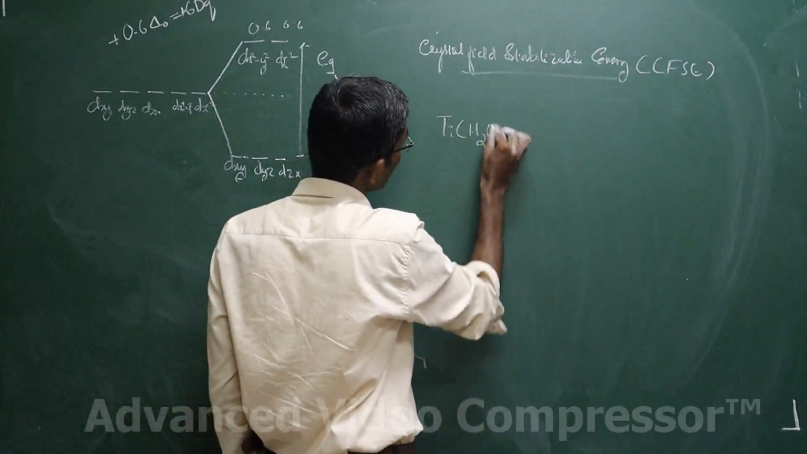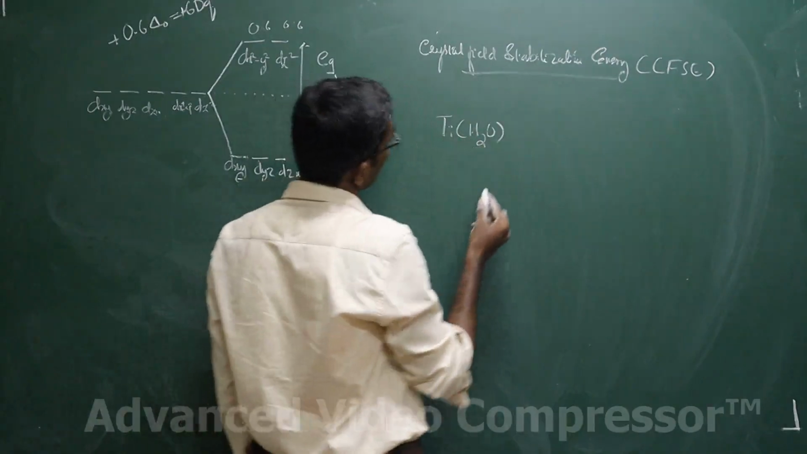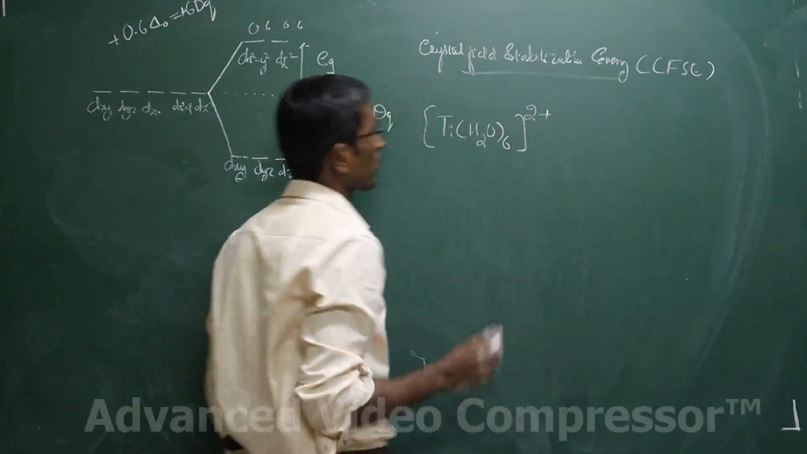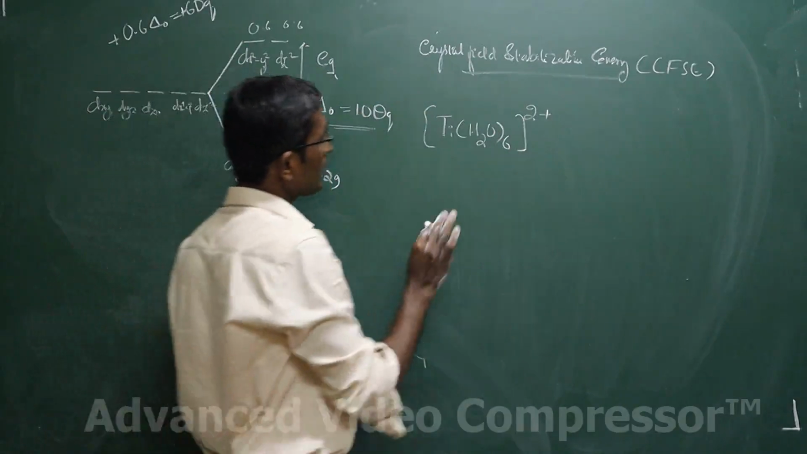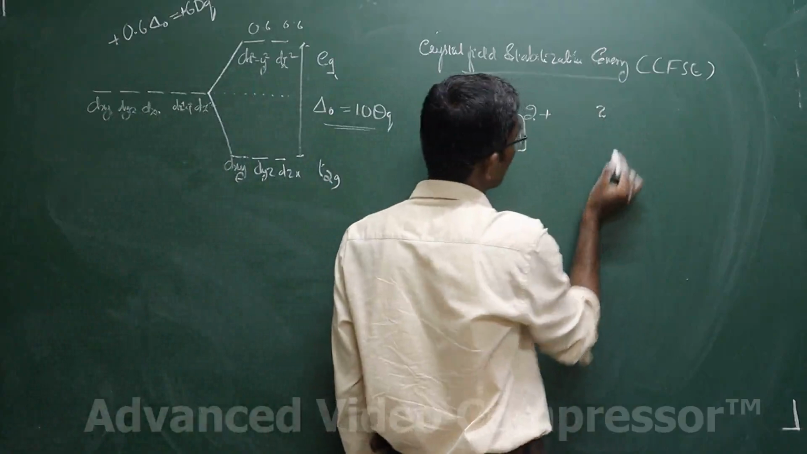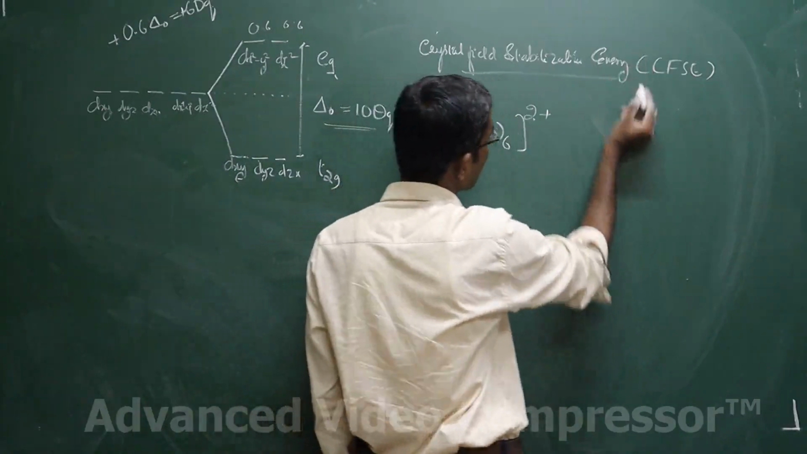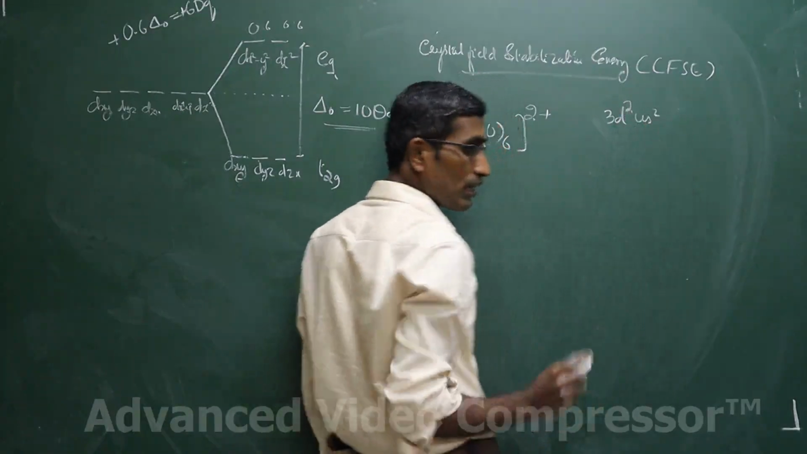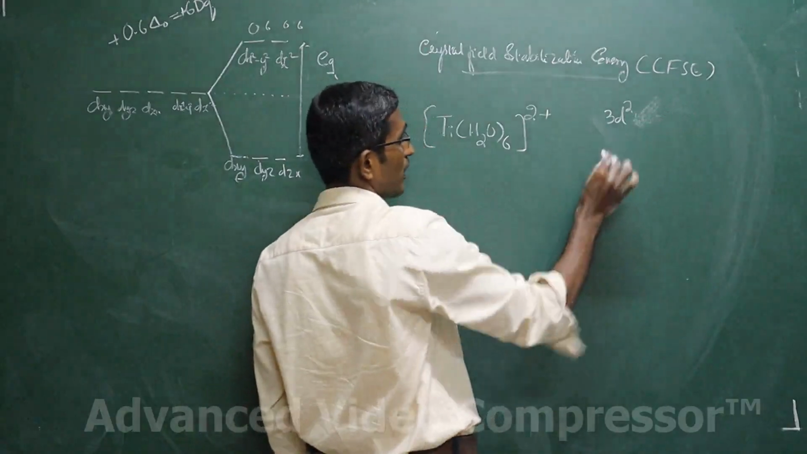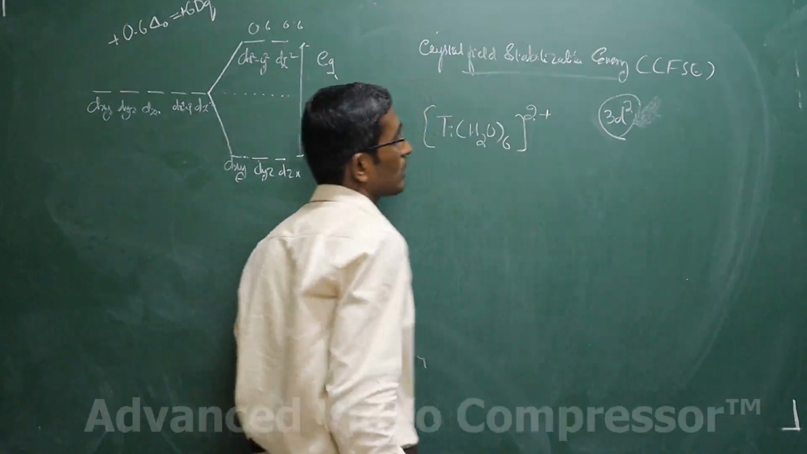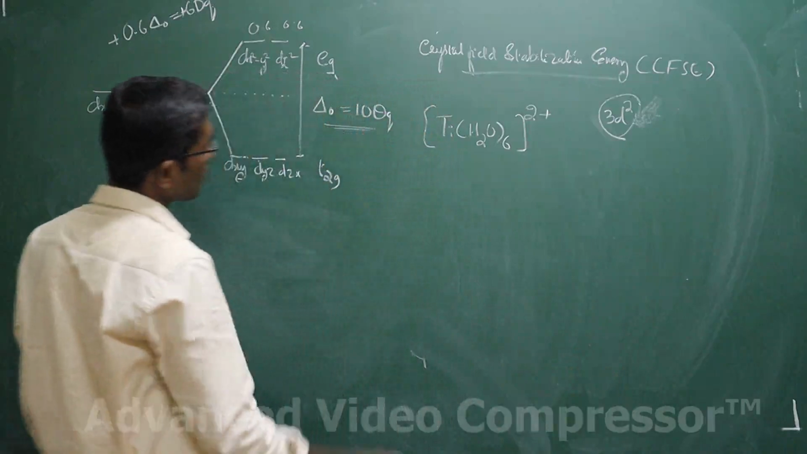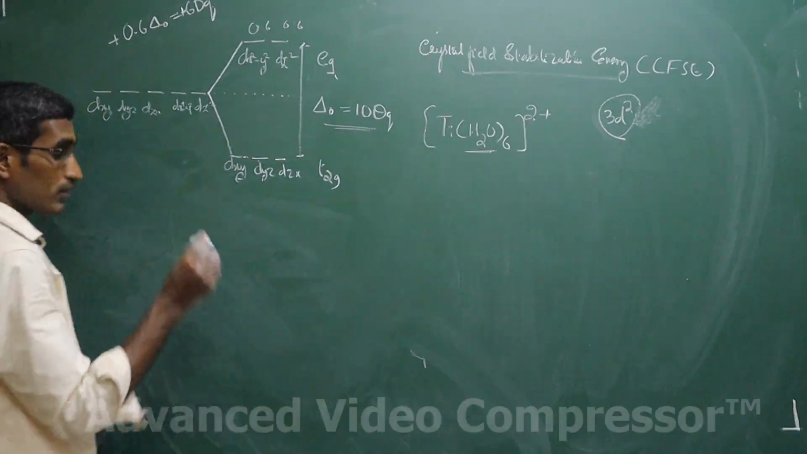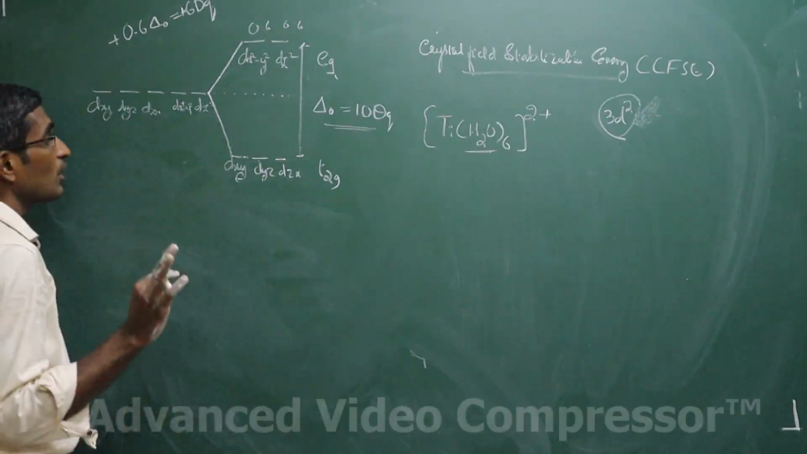Titanium hexaaqua 2 plus. This is the complex ion I am taking. Titanium has atomic number 22, the oxidation state is plus 2, that means it is a d2 system: 3d2 4s2. Very clear, 3d2 4s2, the 2 electrons from the s orbital have been removed, so we have 2 d electrons left. And it is an octahedral complex because there are 6 monodentate ligands, hence it is an octahedral complex.